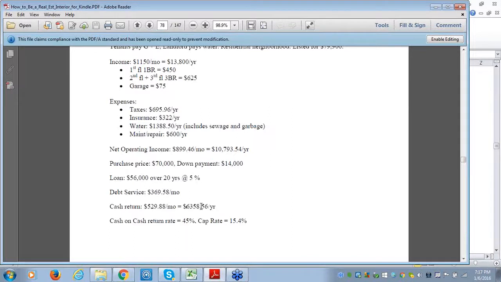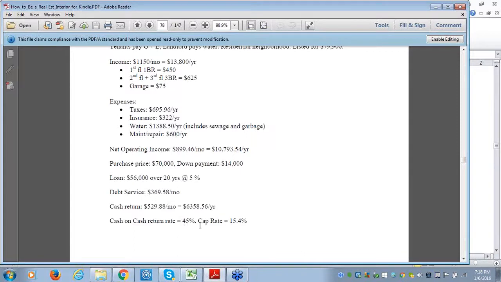All right. So to calculate cash on cash, you take your cash return and divide it into your out of pocket money into the property, in this case the down payment. So $6,358.56 divided into $14,000 gives you a cash on cash return of 45%. Okay. Pretty darn good cash on cash return in my book. That's an excellent cash on cash return.